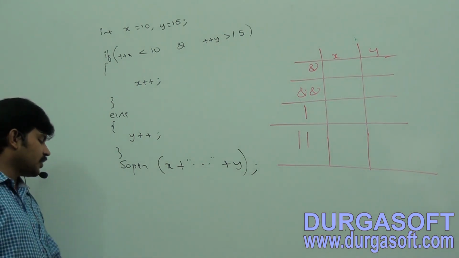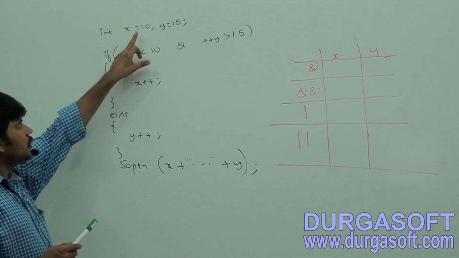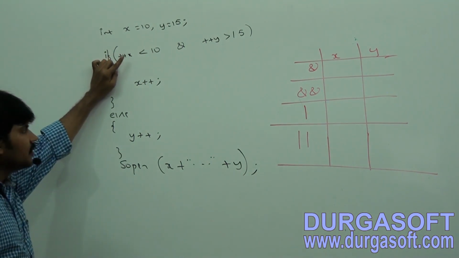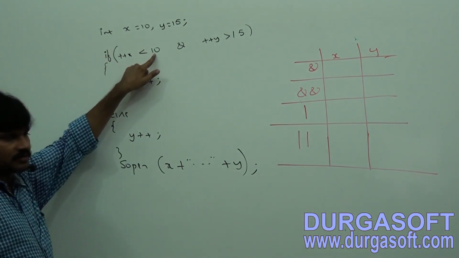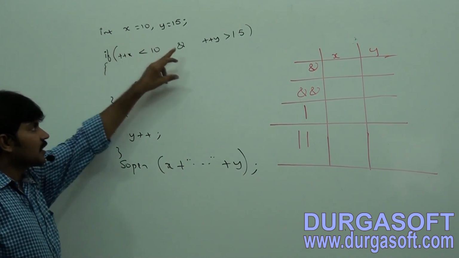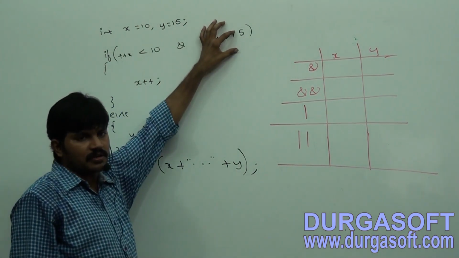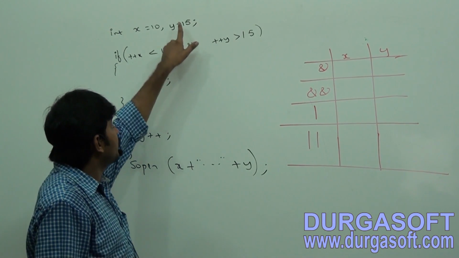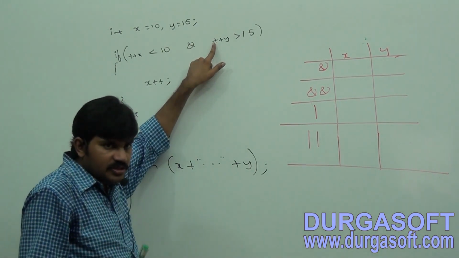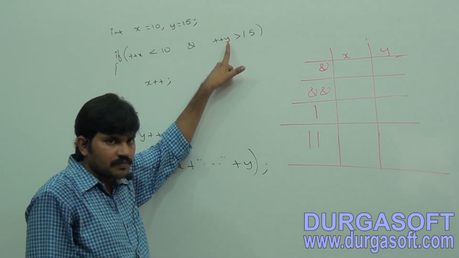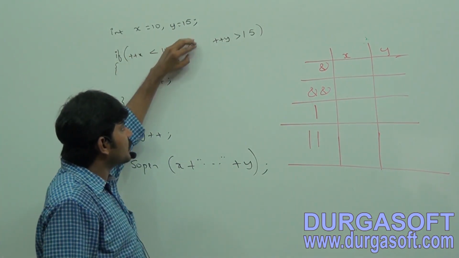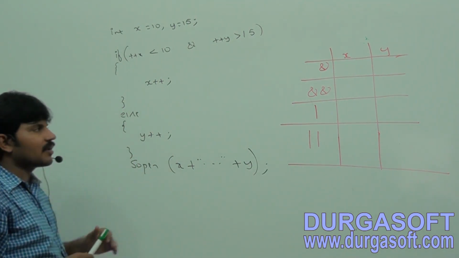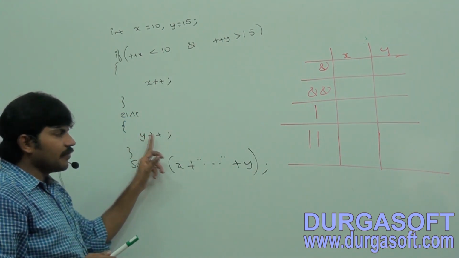Just observe a bit carefully. What is the x value? 10, plus x is 11. 11 less than 10, false. If it is false, with normal and, compulsorily the second one also should be evaluated. That's why ++y, what is the value? y value 15, plus y is 16. 16 greater than 15, true or false? True. False and true, false. In the else part, y value will be incremented once again.